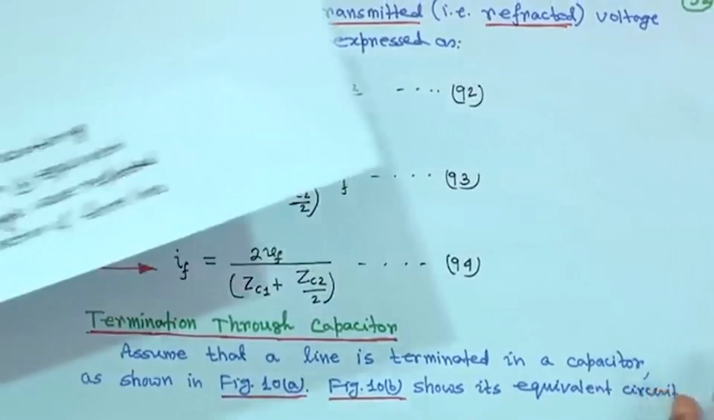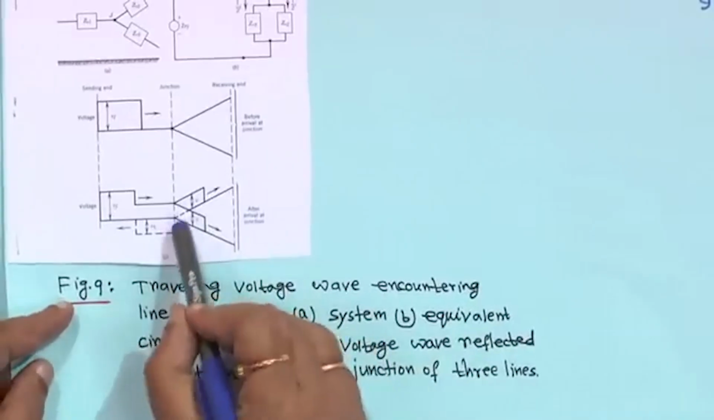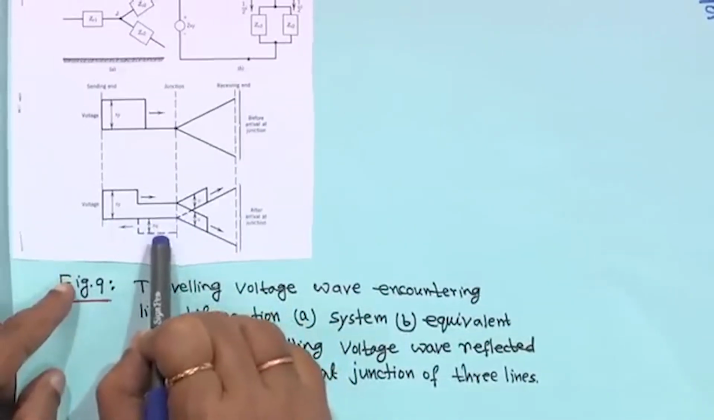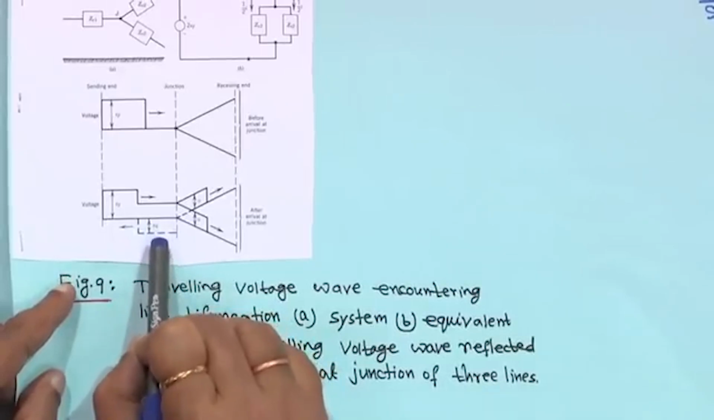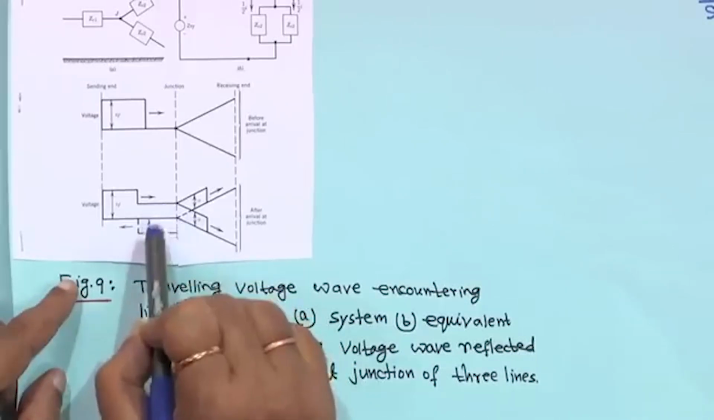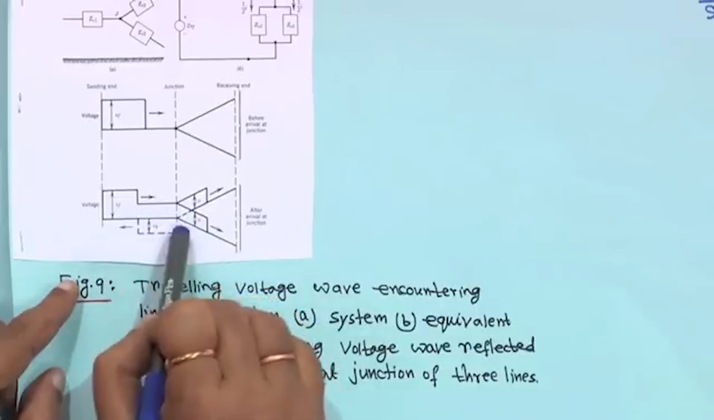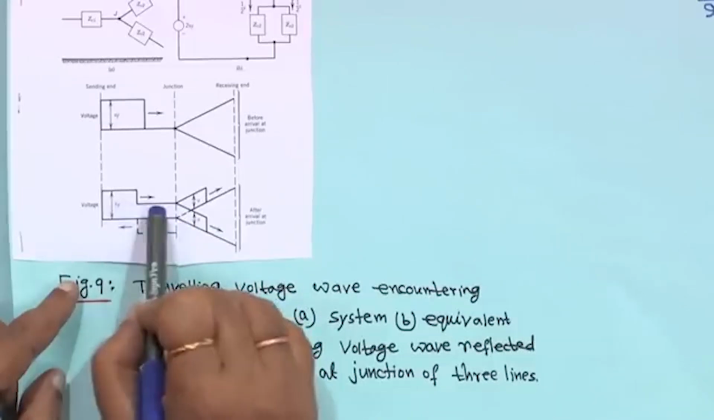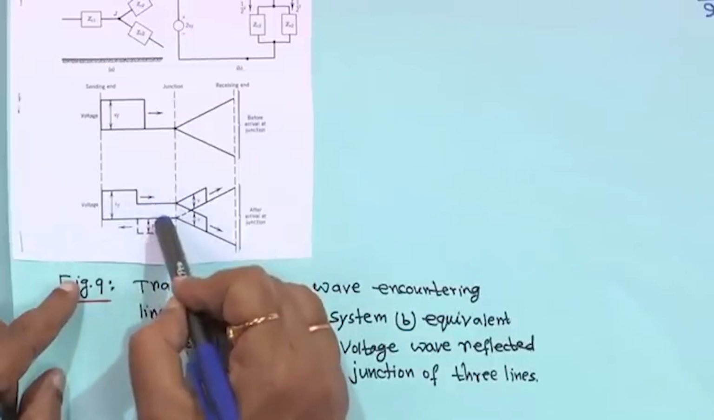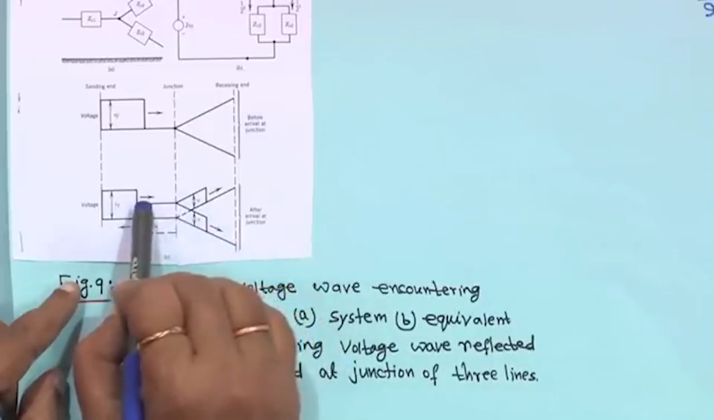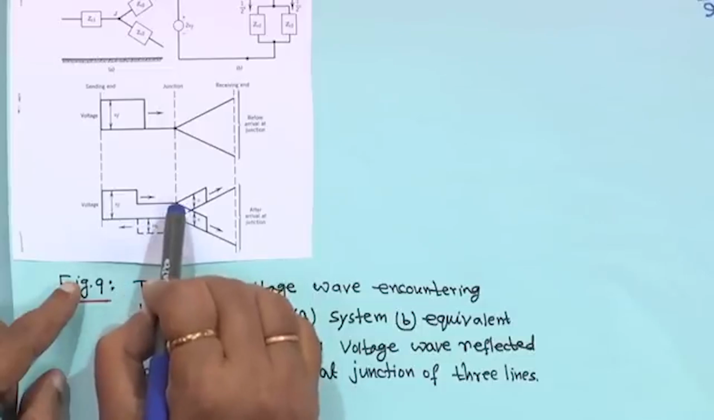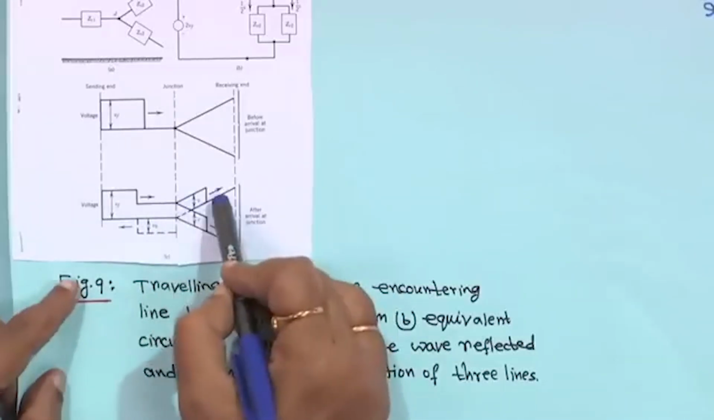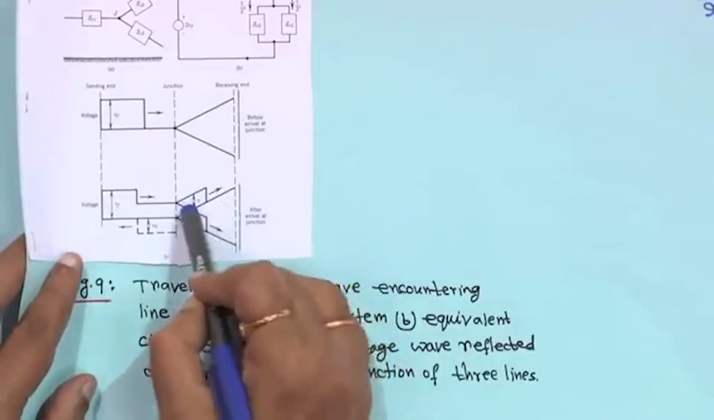When the voltage is reflected back, it is the backward wave Vb. The reflected wave travels from right to left, so it is minus Vf, and naturally the effective magnitude will go down. This is the junction point, and V is the receiving end side voltage.